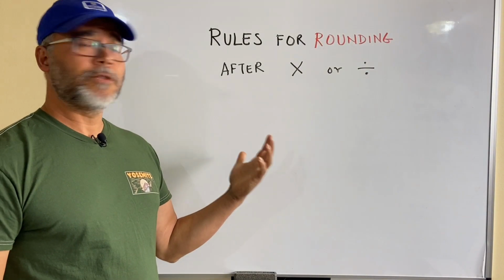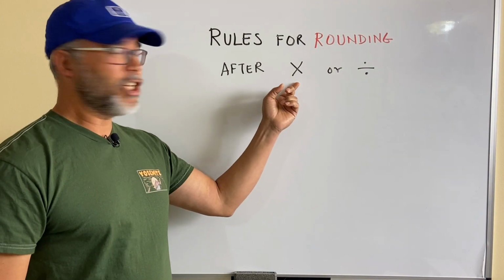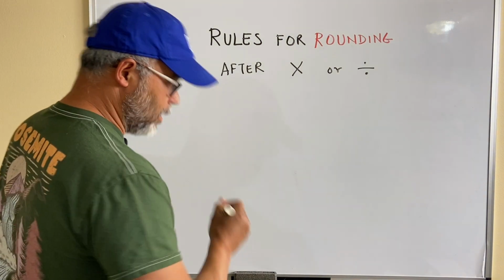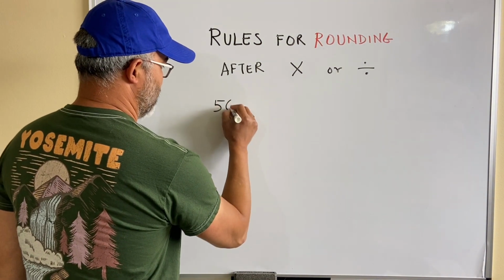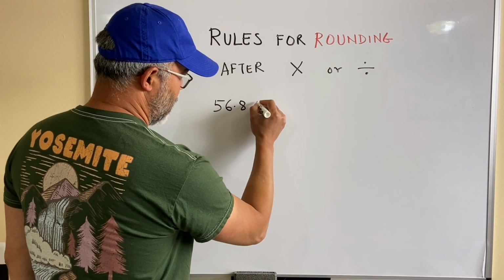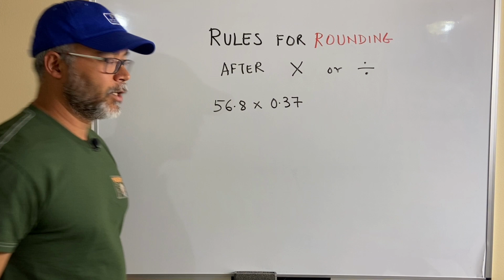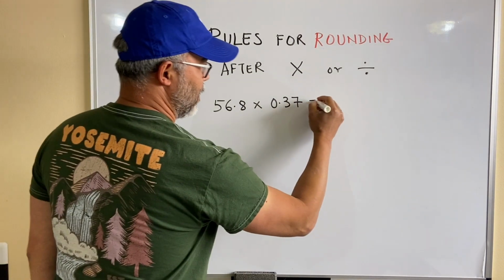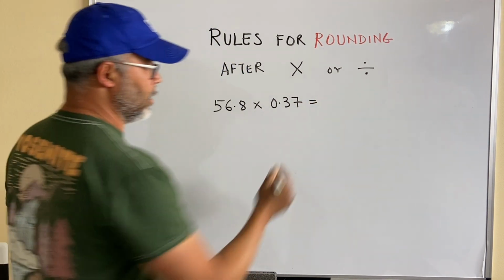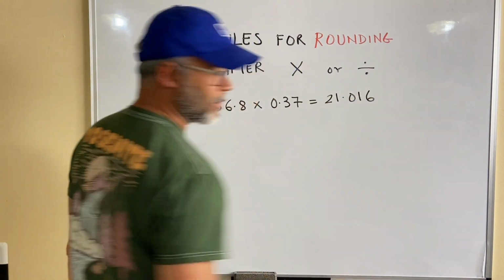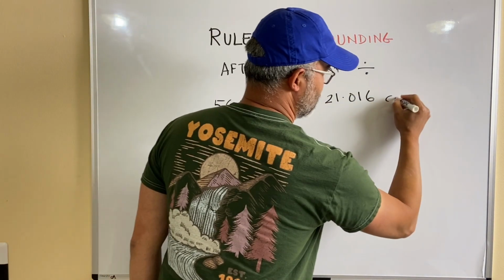Let's learn about the rules for rounding after multiplication or division. Okay, so let's take, for example, 56.8 multiplied by 0.37. If you plug this into your calculator, you will get 21.016. So that is your calculator answer.